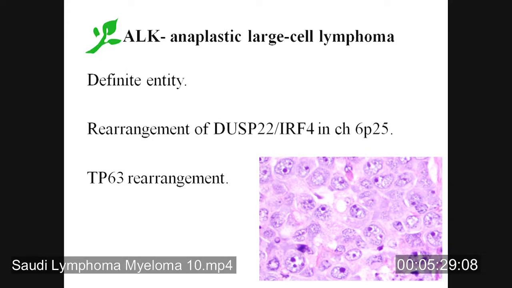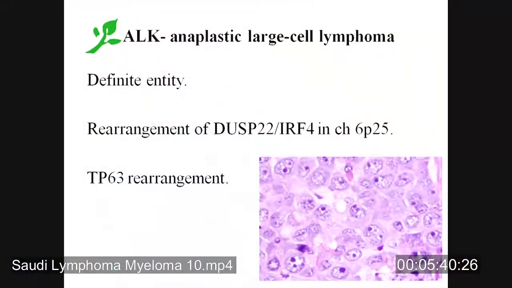The ALK negative anaplastic large cell lymphoma was a provisional entity in 2008. Now it's a definite and single entity. As we know, a lack of ALK rearrangement gives the patient a poor prognosis. Because of genetic profiling, we found out that these cases may have rearrangement of DUSP22 with IRF4 on chromosome 6p25, or rearrangement of TP63.